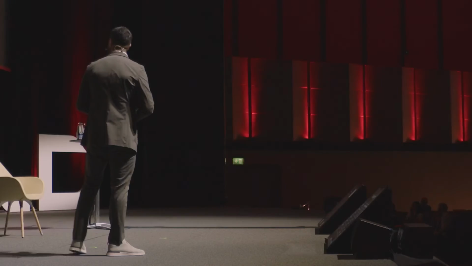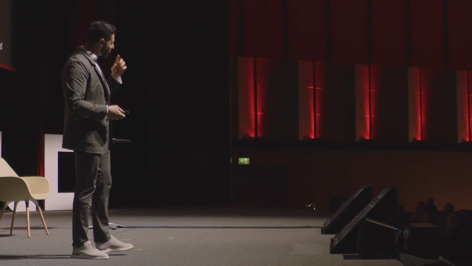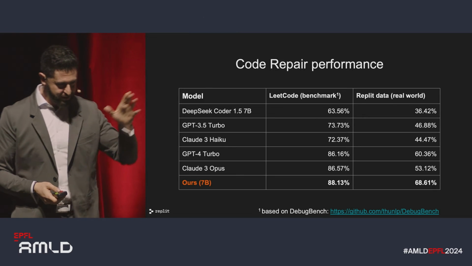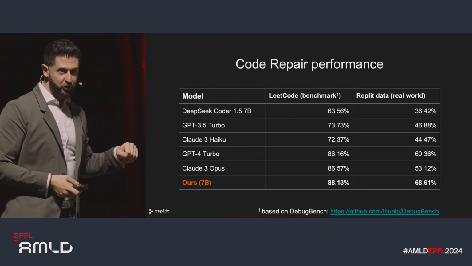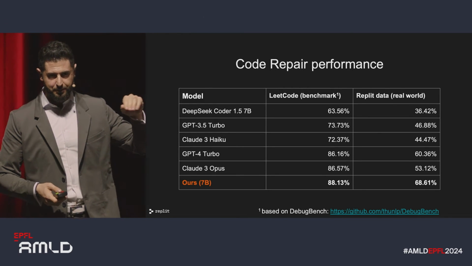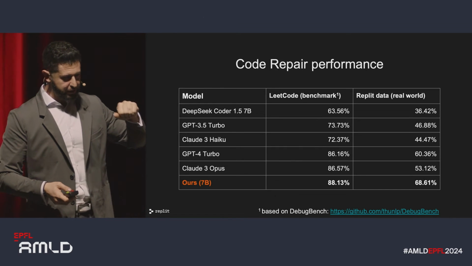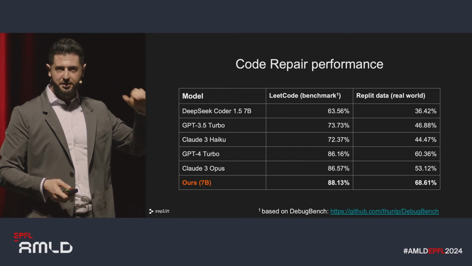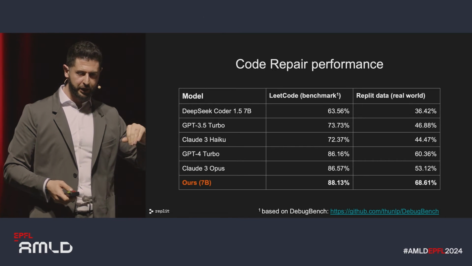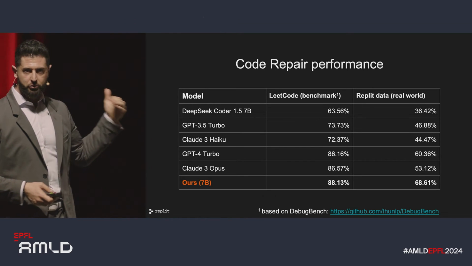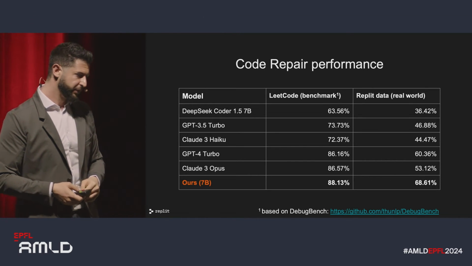I'm aware I'm in front of a lot of academics and researchers today, so no talk would be whole without showing a benchmark, right? So let's go through some numbers. These are the code repair performance numbers that we experienced. On the left, you see a list of different models that we tried. We start from DeepSeek Coder 7B as our baseline. Then we try the latest and greatest from both OpenAI and Anthropic. And at the bottom, of course, you find our solution.